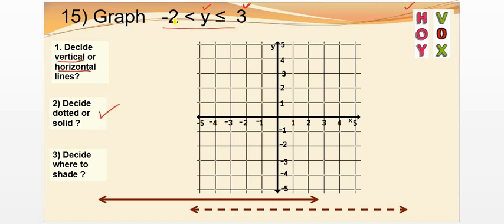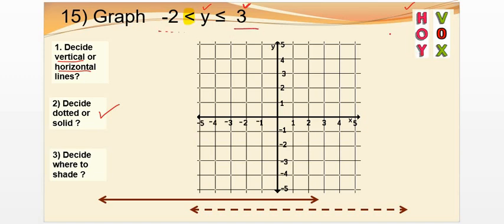Then if you look at this -2, it has y is greater than -2. It means the symbol here is only greater than. It does not have the equality with it. That means it's going to be a dotted line. So you can say that for the -2 we have to draw a dotted line, and for 3 we have to draw a solid line.